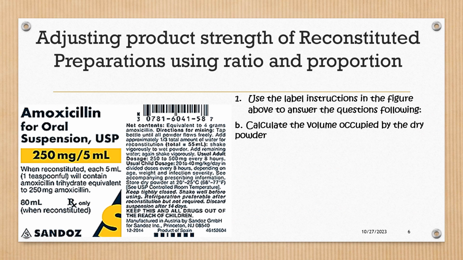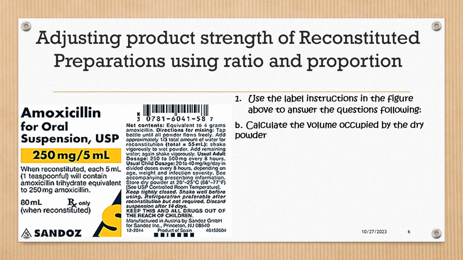Now, let's take a look at our first example. In this example, we're going to use the label instructions in the figure on the left to respond to the questions that follow. So in this case, you're going to be calculating the volume that would be occupied by the dry powder. So you have this antibiotic, you need to mix it. There are some instructions within the label that are supposed to help you do this.